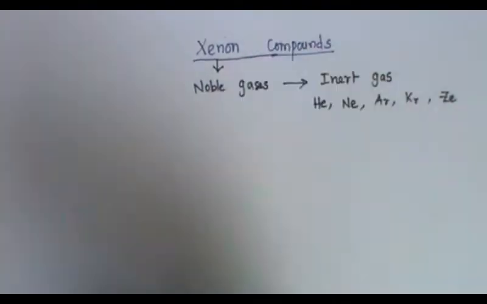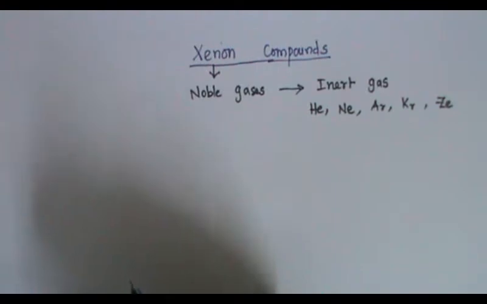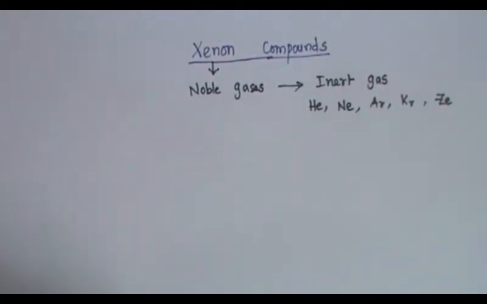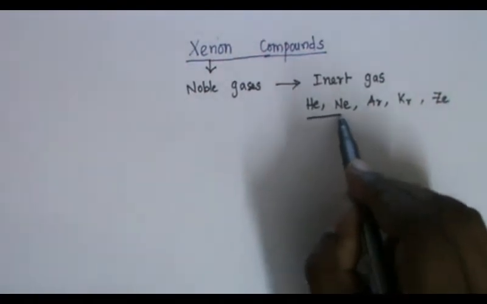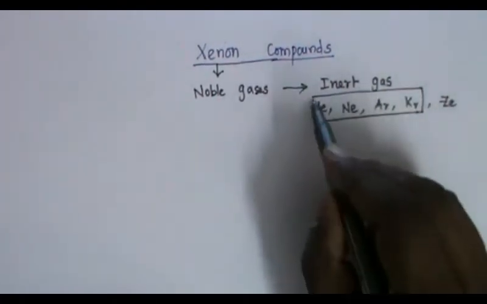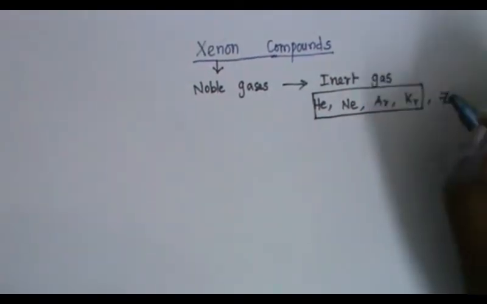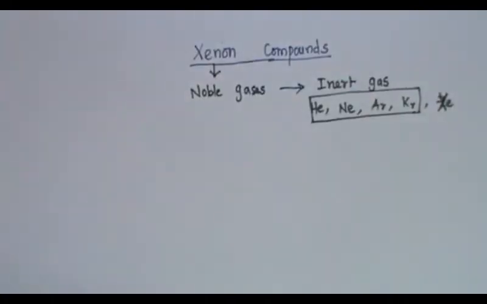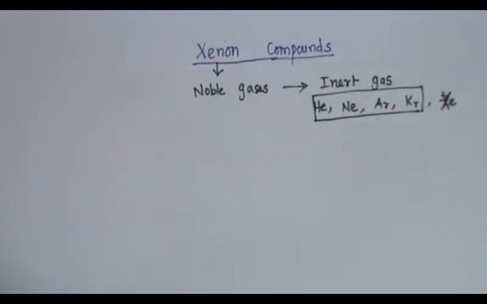They are known as inert because they won't react readily. So they are highly inert compared to other elements. Since the p orbital is completely filled, it will not undergo reaction easily. So we call them inert gases. Among these four, they are very less reactive. Sorry, it is xenon, not Ze, it is Xe. So the number of compounds with these noble gases is very less.